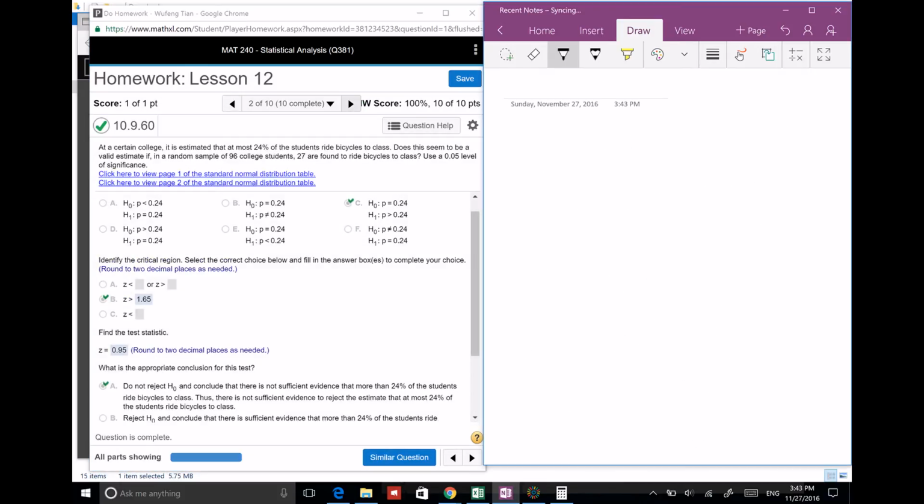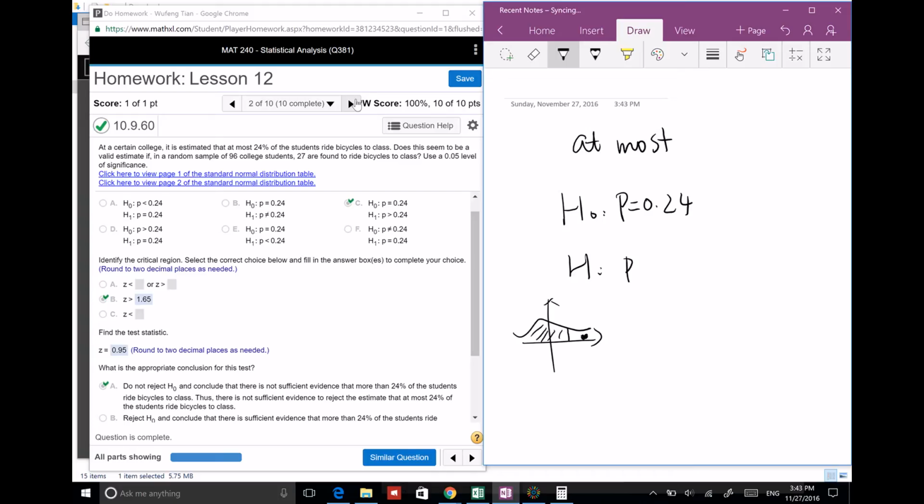That's the second problem. A certain college estimated that at most 24%. When you say at most, it means the null hypothesis is always 0.24. At most is this side, so our alternative hypothesis is on this side.